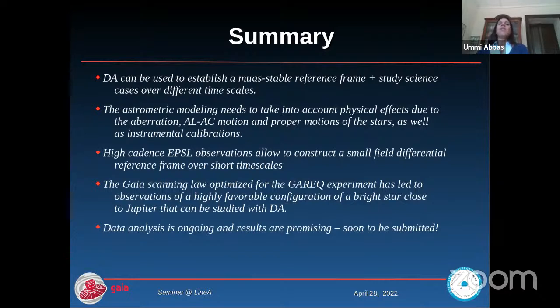The Gaia scanning law was optimized for the Gaia experiment, sorry, and this has led to observations that have been highly favorable. On the previous slide, I showed one example of a very nice observation close to the limb of Jupiter, and this is currently being studied within the Gaia consortium. In fact, I'm part of the team. We are submitting results soon, so unfortunately I couldn't show any plot here, but it is similar to the simulated effect of the target star close to the limb of Jupiter. So it's very promising, and this is a very exciting time for us.